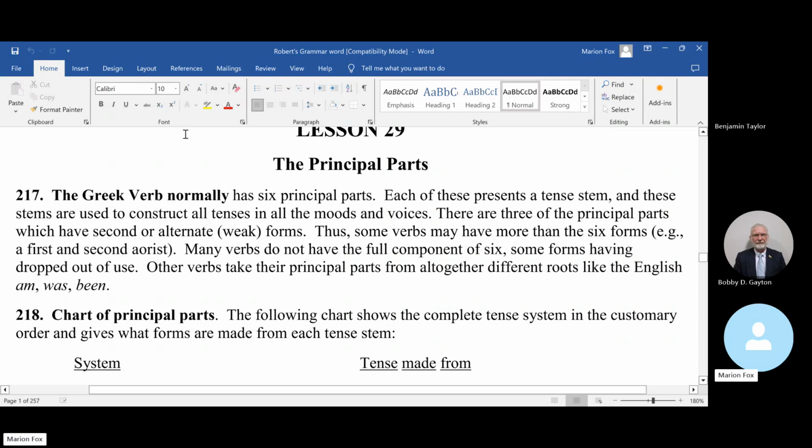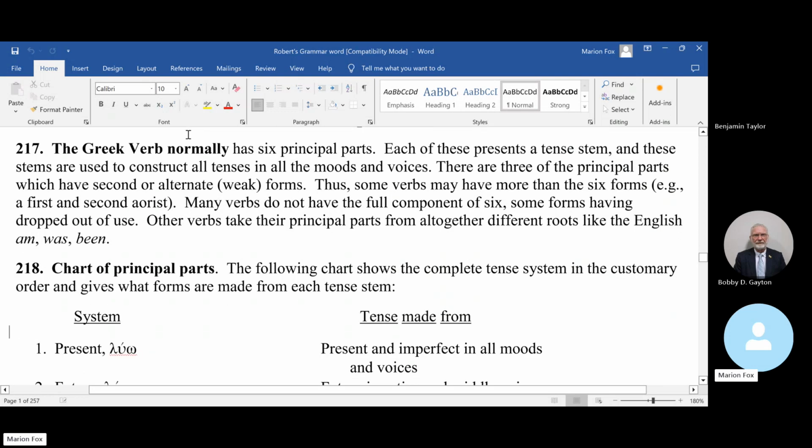Then there's 6 forms, and for example, a first and second aorist. There's 2 different forms for the aorist, for example, first and second. Now, the first and second aorist, you remember, doesn't change the meaning of it. It just has a different form. It still has the same meaning as the aorist. First and second aorist has the same basic meaning. The aorist didn't change its meaning. So some verbs may have more than 6 forms, like the first and second aorist.